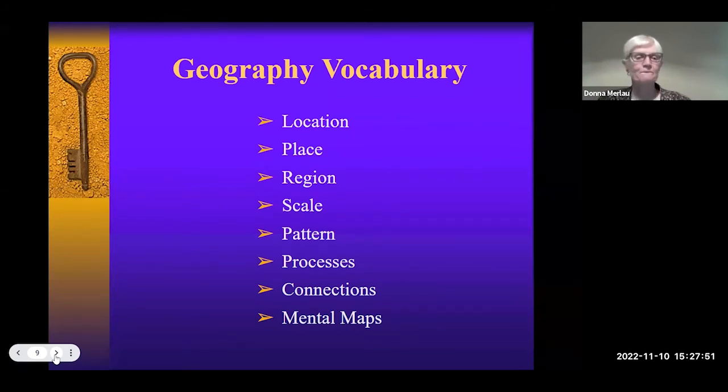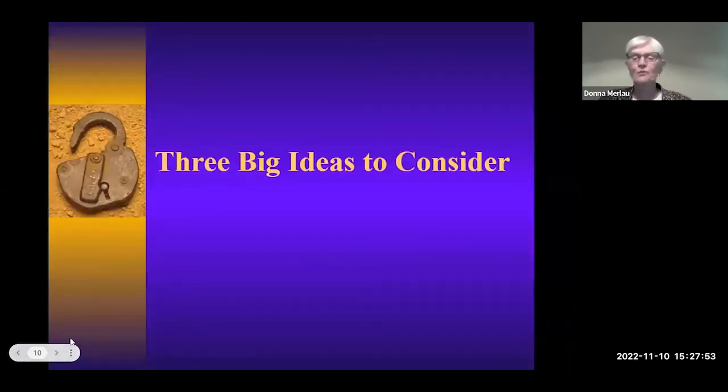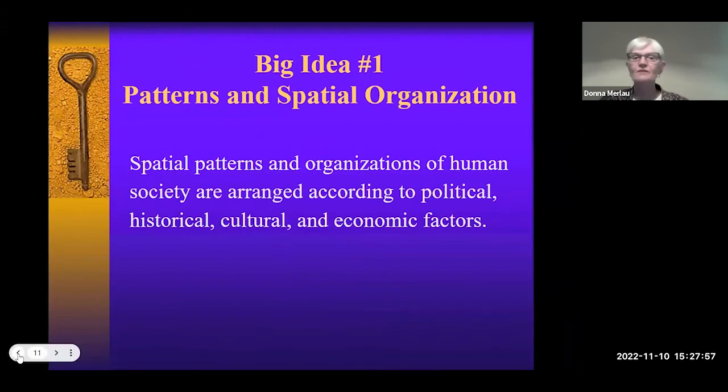Okay. So there's three big ideas that I'm going to talk about. I'm not going to do them consecutively. This is the first one. Spatial patterns in organizations of human society are arranged according to political, historical, cultural, and economic factors. So let's look at the next slide.